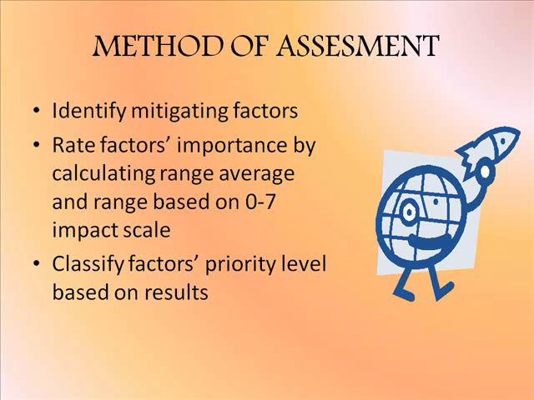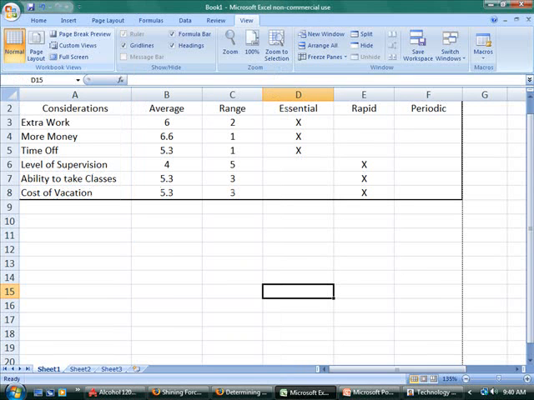You can see some of the mitigating factors on the left. Those include extra work, more money, time off, level of supervision, ability to take classes, and cost of vacation. What we did is we tested each one of these against each of her decisions, judging how important they were on a scale of 1 to 7. We averaged it out and took the maximum and minimum to find the range. These helped us decide whether or not they were essential, rapid, and periodic. As you can see on the right, the averages and ranges are what affect each classification.